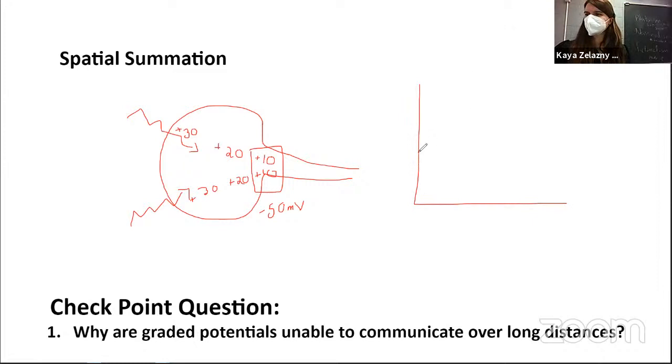So I think a spatial summation, if we were looking at the overall charge change here, would probably just look like a big jump up to negative 55 or above. But if you wanted to indicate that it was spatial summation, you might draw two arrows, right, saying it's multiple, or you might draw multiple lines, saying that this is one of our graded potentials, and this is our other graded potential, and then they're adding together.